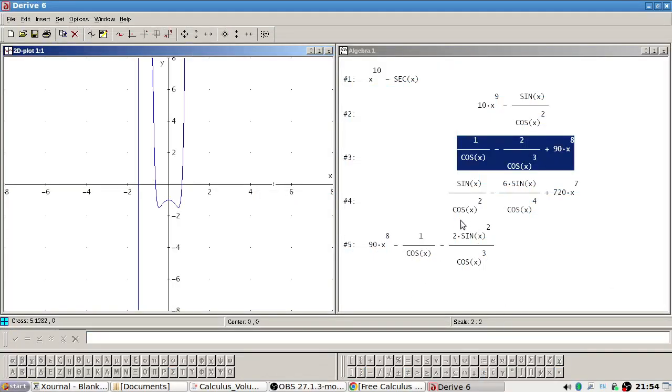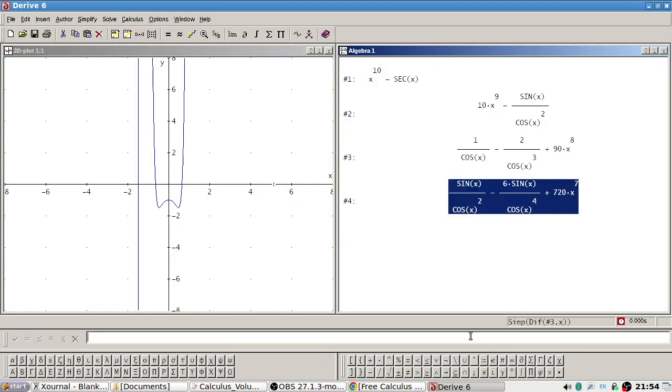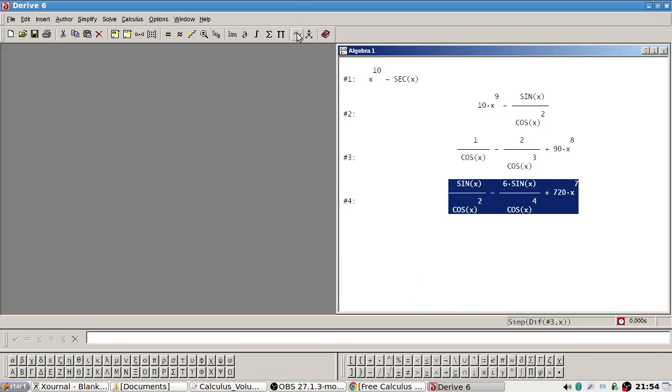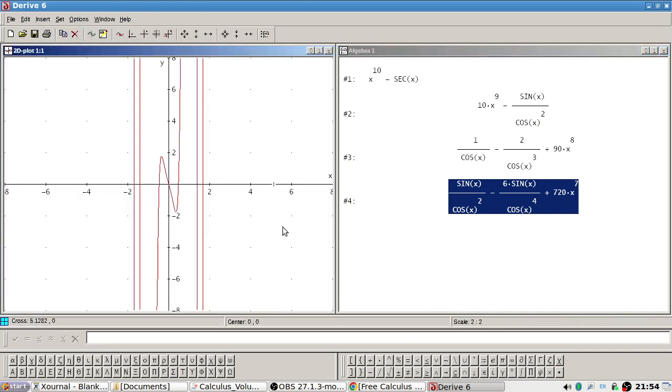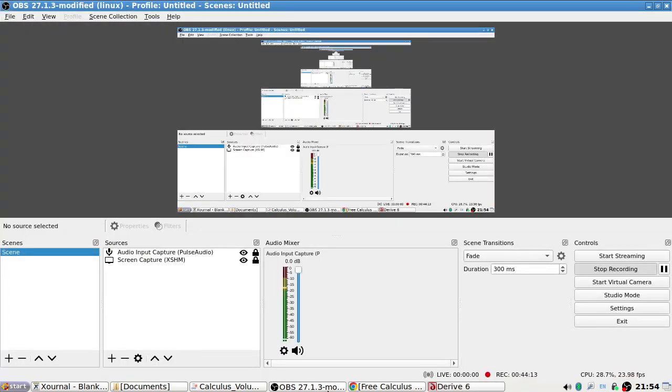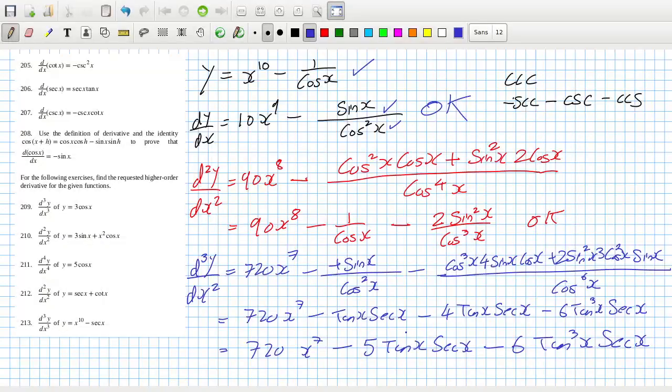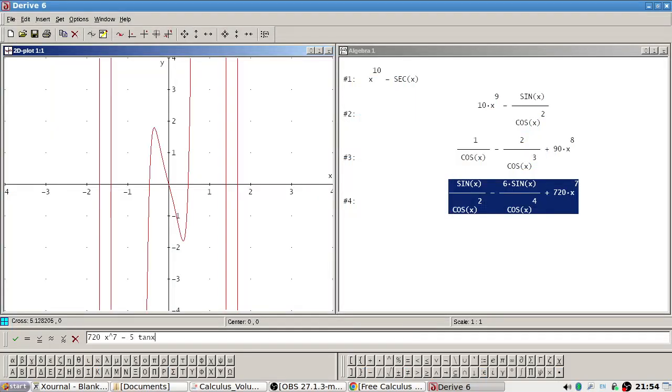Is that right? Let us find out. 720 x power 7 minus 5 tan x sec x minus 6 tan x cubed sec x. I don't feel this is right.